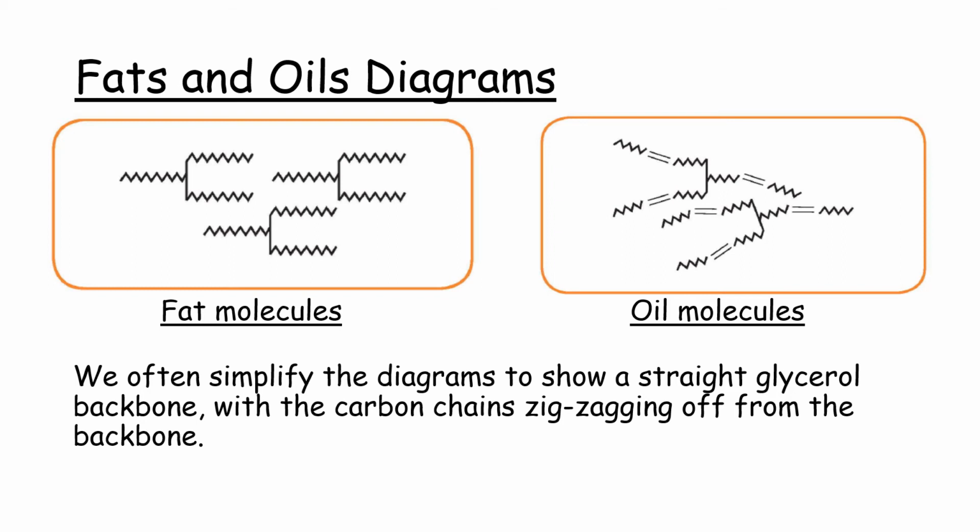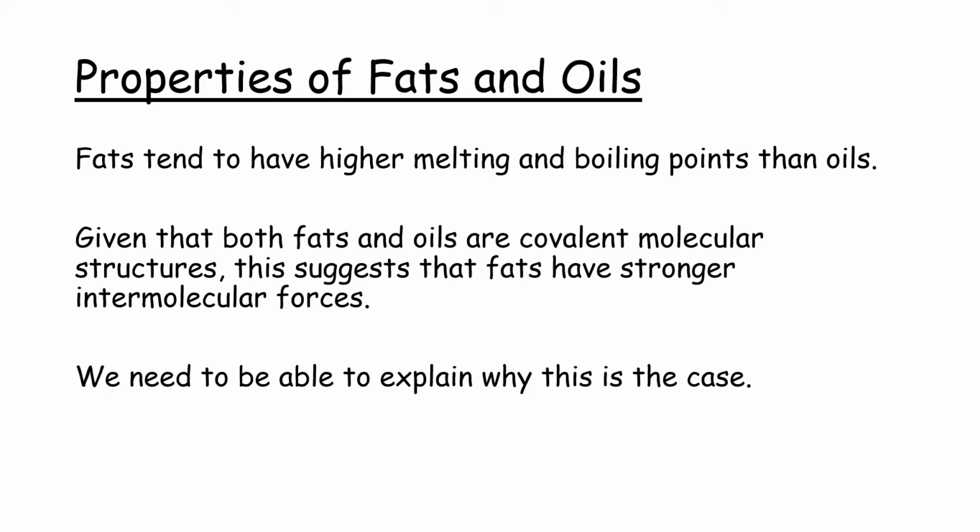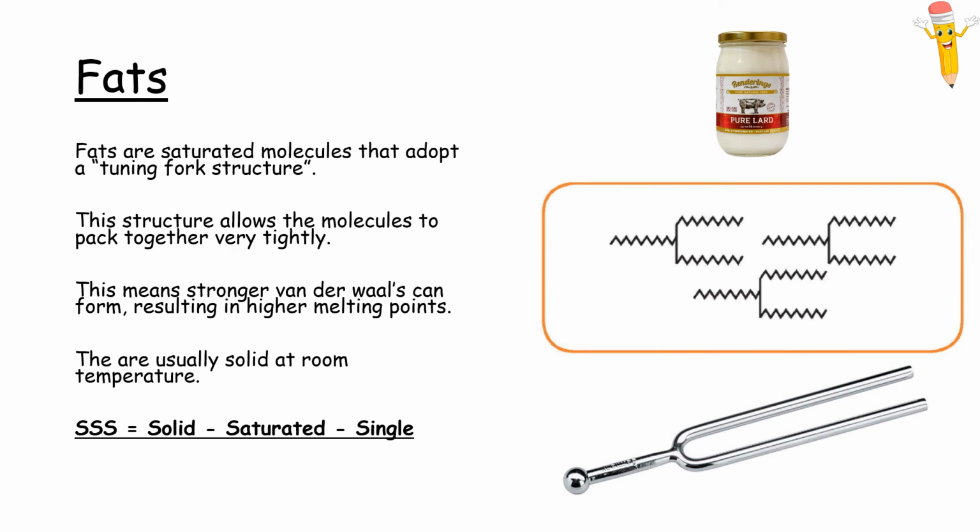So think of your van der Waals forces here. Fats tend to have a higher melting and boiling point than oils, and this is because of the stronger intermolecular forces. So fats have stronger van der Waals. Why do fats have stronger van der Waals? They have stronger van der Waals because the molecules can pack very, very tightly together, because they are straight chain. When they pack very tightly together, they're going to have stronger van der Waals, and we know that in order to overcome them, to melt it, you're going to have to put in more energy.